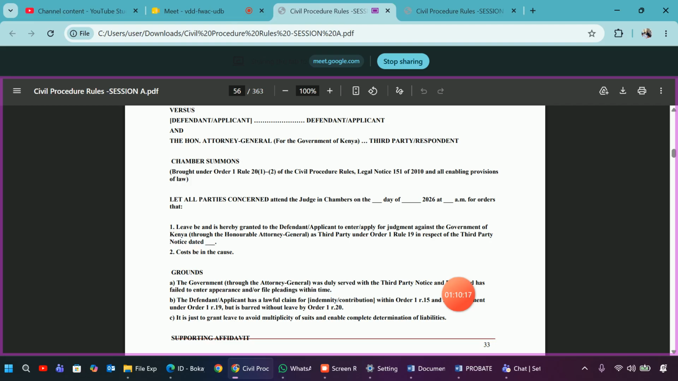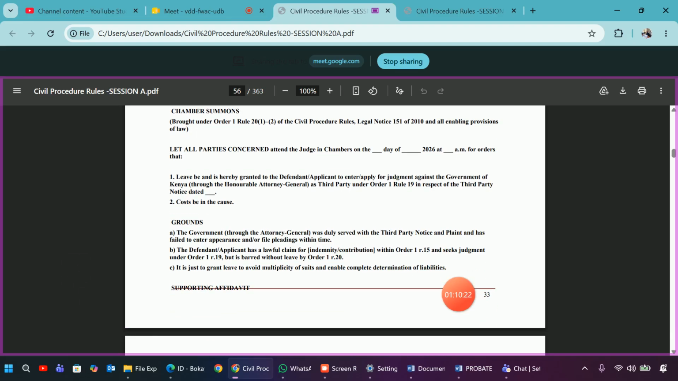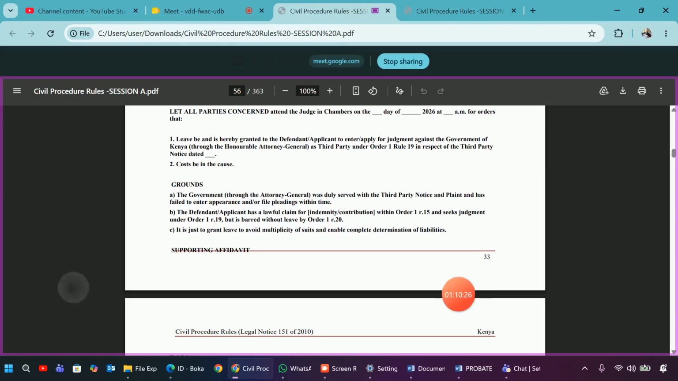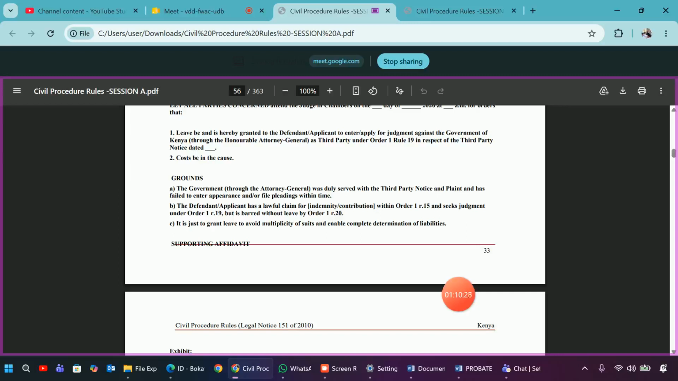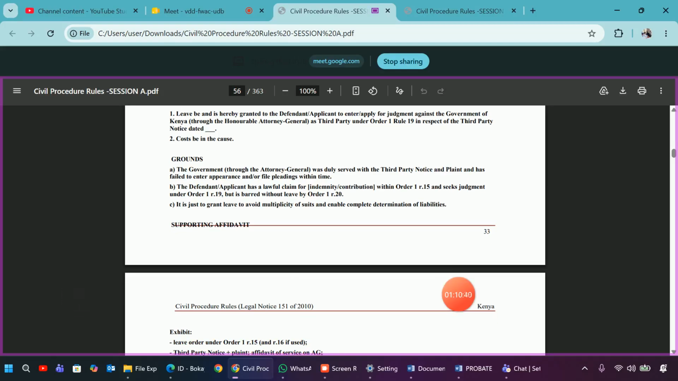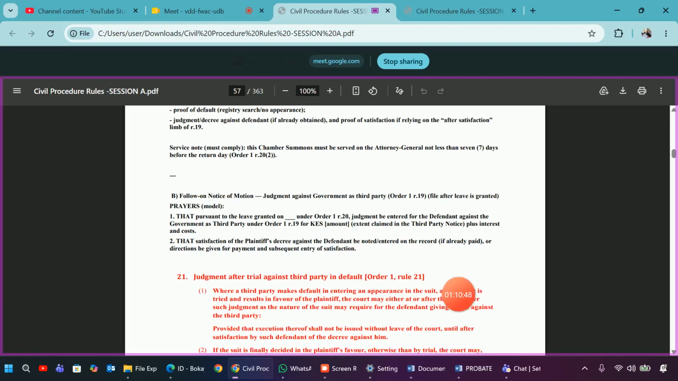The grounds that I want to rely upon is that the government through the Attorney General was duly served with the third party notice and plaint and has failed to enter appearance or file pleadings within time. The defendant or applicant has a lawful claim for indemnity or contribution within Order 1, Rule 15 and seeks judgment under Order 1, Rule 19 but is barred without leave by Order 1, Rule 20. It is just to grant leave to avoid multiplicity of suits to enable complete determination of liabilities.